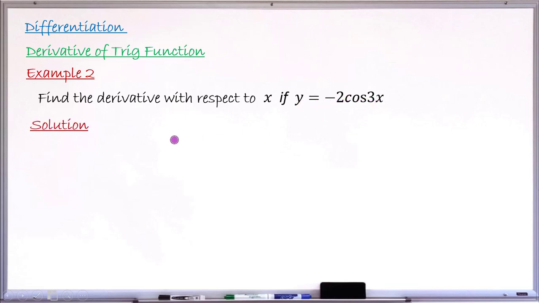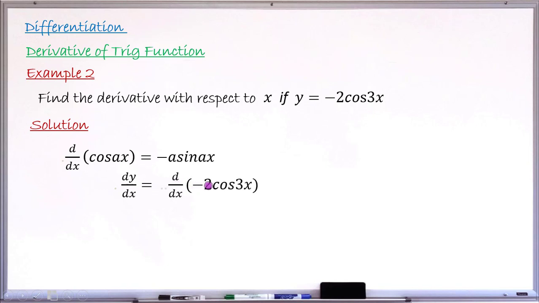Solution to this very problem. So what we do, I will now write the rule that will guide me to find the derivative of cos ax. That rule says d by dx of cos ax is nothing but minus a sine ax. So in an attempt to get dy by dx, the derivative of the function y with respect to x, d by dx will now be equal to d by dx of minus 2 cos 3x.